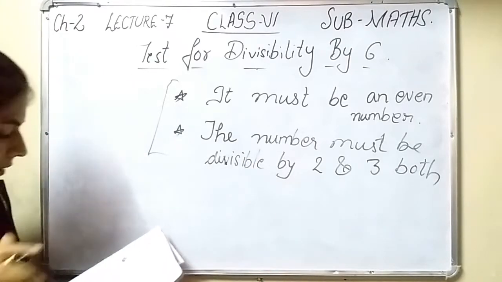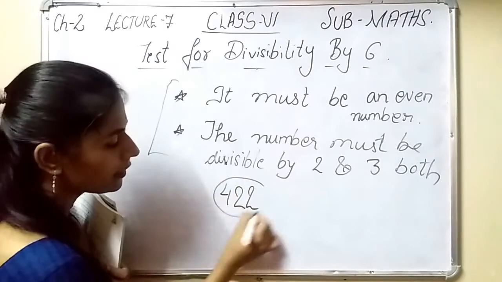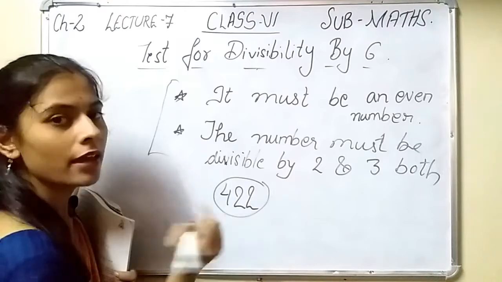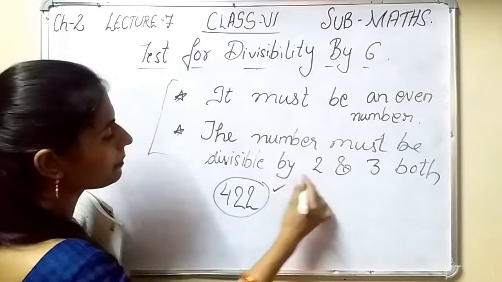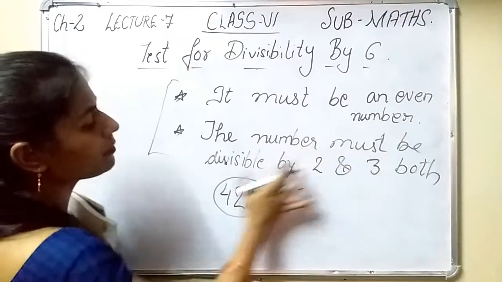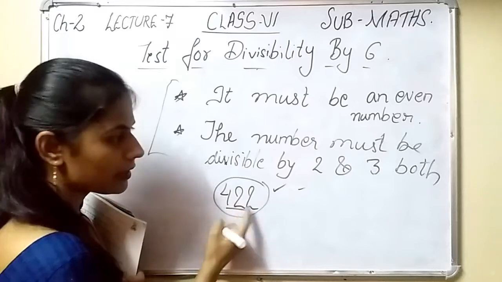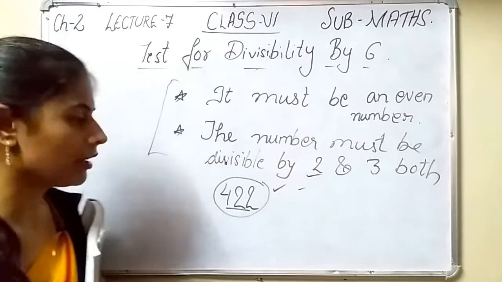See, one more example. 422. It is an even number. If you apply your first point here, it is an even number, which means the first point is satisfied. Now see, the number must be divisible by 2 and 3 both. It is an even number, means it is divisible by 2. But check whether it is divisible by 3 or not.